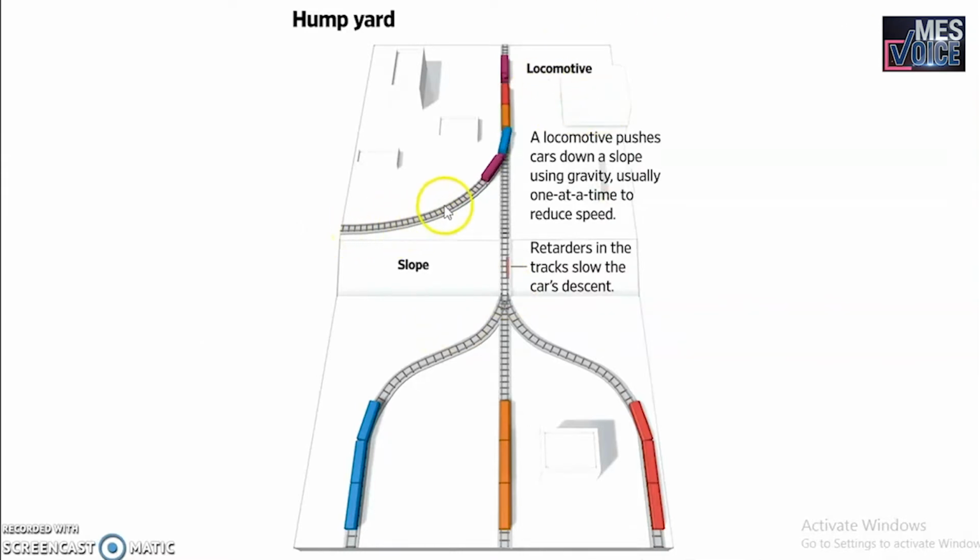The goods train will arrive in a transit yard. From there, another locomotive pushes the cars down a slope, using gravitational force, usually one at a time, to reduce the speed. From here you can see a slope. From this slope, the rakes or the bogies or the goods wagons will be automatically sorted out. So this is how actually a hump yard works.